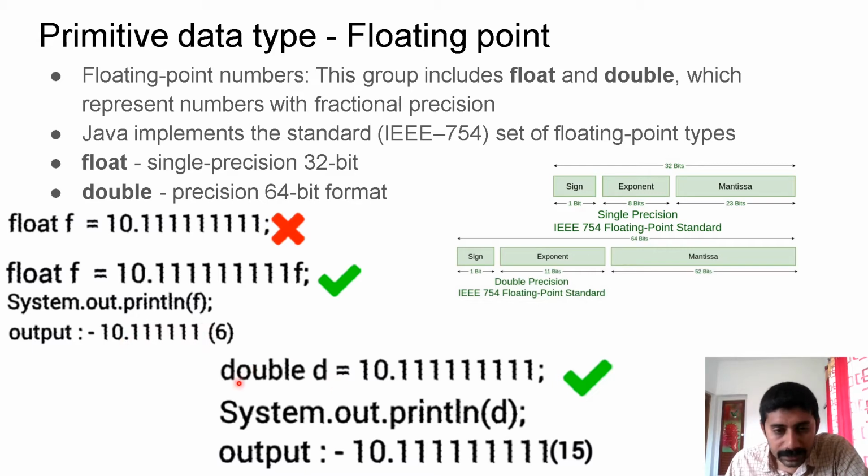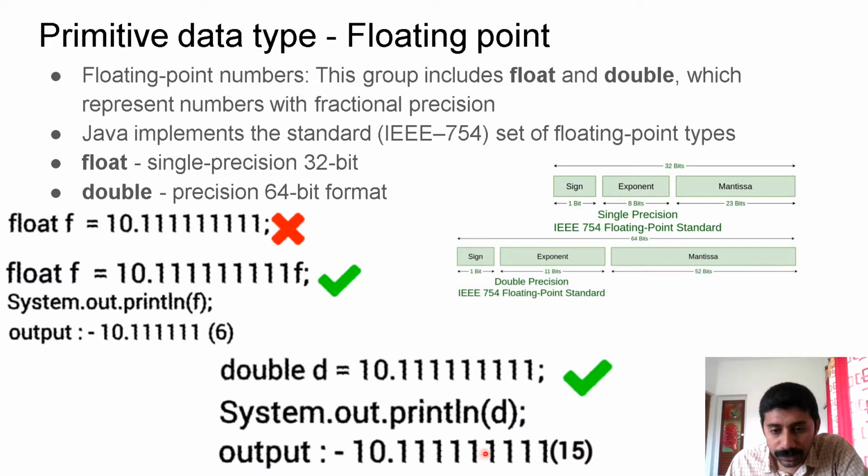Now let us consider the case. Instead of type float, here I am using double d. I am initializing with the same value. You won't get any compiler error because this is double and the data type is also double. There is no mismatch, so you won't get any error. And if you try to print, you will get all the numbers after the decimal point. Double has double precision, so it can support up to 15 positions after the decimal point.